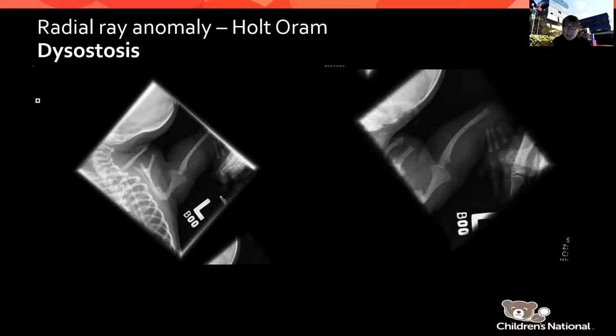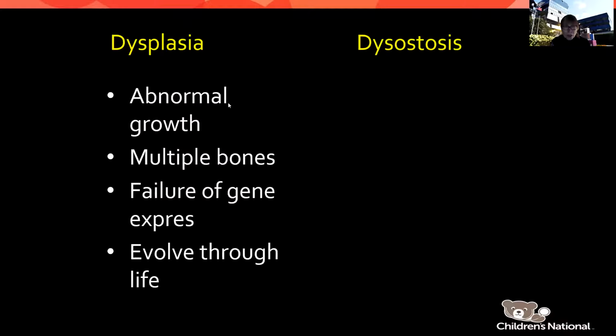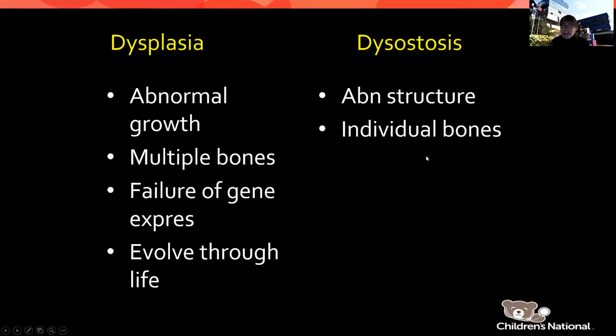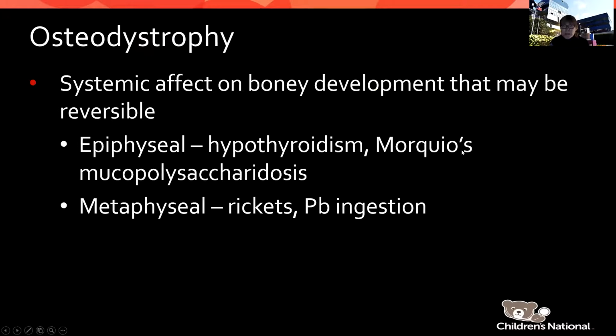So this is going to look pretty similar. I mean, the patient will be growing over the years, but you're going to have a single forearm and this bowed humerus forever. So with the dysplasias, you have abnormal growth of many of the bones. It's relatively symmetric. It's a failure of genetic expression. It's evolutionary, so it can change and look different over time. While with the dystostoses, you can have a single abnormal structure, and it really is pretty static.